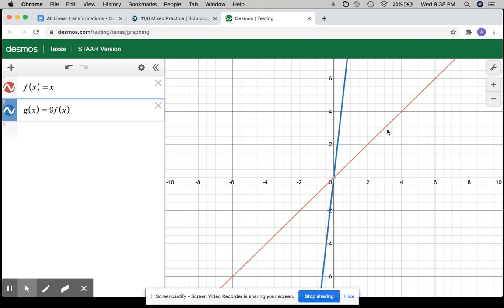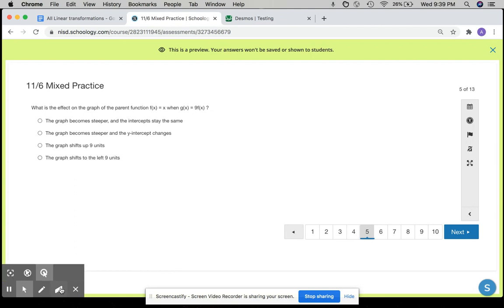So my graph is becoming more vertical. When your graph is becoming more vertical, that line becomes steeper. It's harder to walk up a steep hill. So notice that it's very steep going up. So when I look to answer my question, the graph becomes steeper and the intercepts stay the same.